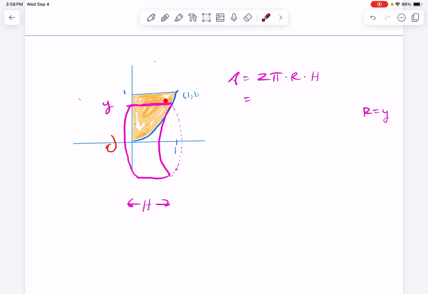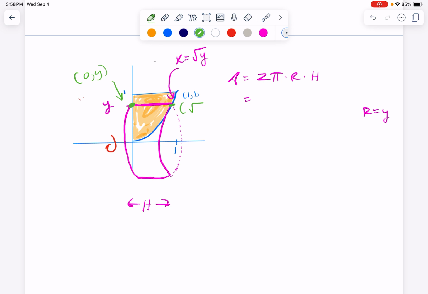The height is this horizontal distance, and we need to change our perspective. So this graph on the side, let's write it as x equals square root of y. So right here is the point 0, comma y. Right here is the point root y, comma y. This horizontal distance between them, which is actually the height of the sideways cylinder, is root y minus 0. So the height is root y. So we would have 2 pi times y times root y, which is 2 pi y to the 3/2.